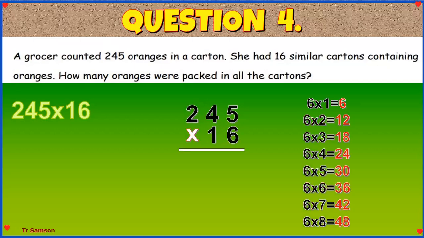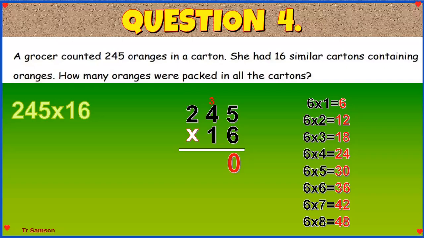Let's write the multiples of 6: 6, 12, 18, 24, 30, 36, 42, 48, and 54. So we ask ourselves, what is 6 times 5? It is 30. So we write 0, we carry 3. Write it at the top there.